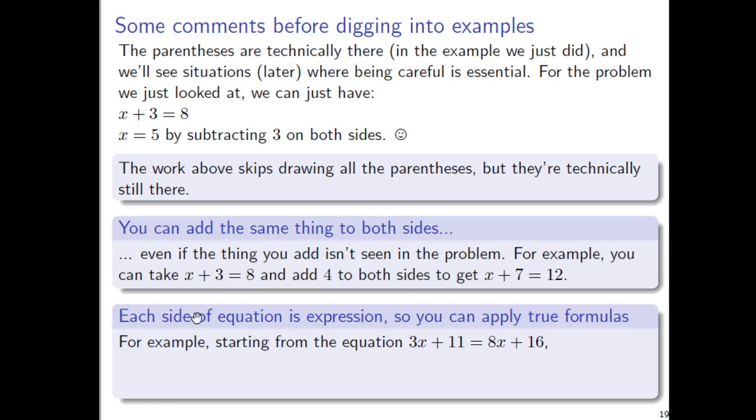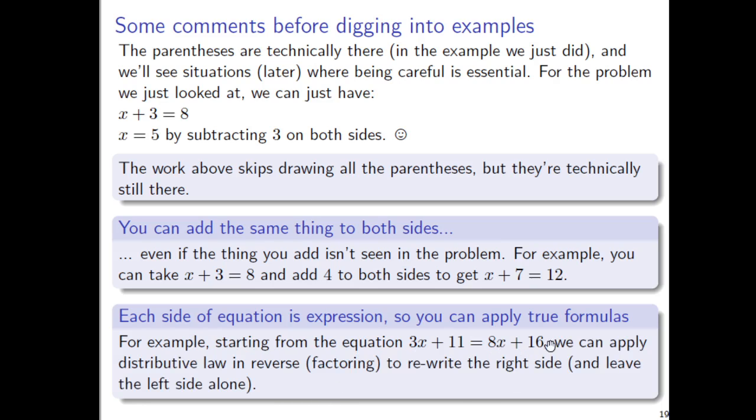Okay, one other thing is that each side of an equation is an expression, right? To the left of this equal sign is an expression, to the right is as well. And so you can apply true formulas just to one side or the other, or to both sides individually. So, for example, starting from the equation 3x plus 11 equals 8x plus 16, we can apply the distributive law in reverse, that's in fancy terms called factoring, to rewrite the right side, and then just leave the left side alone. The left side's still just 3x plus 11, just keep it as original.